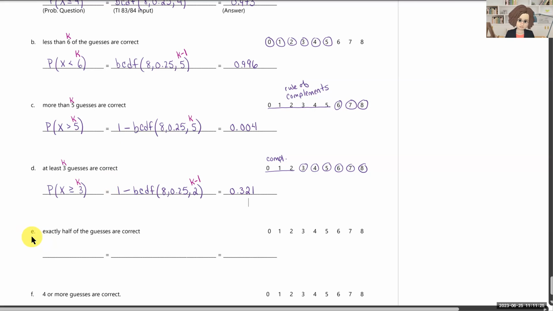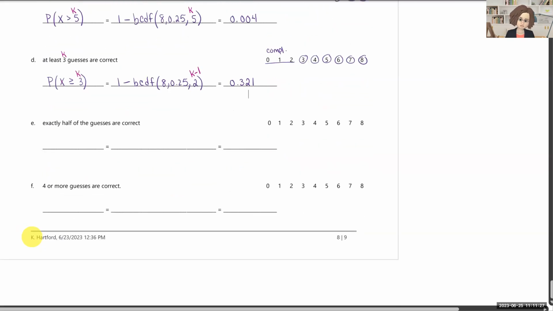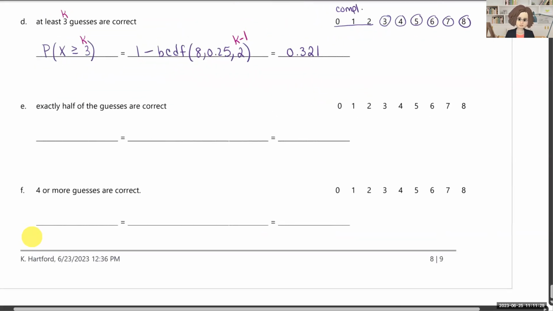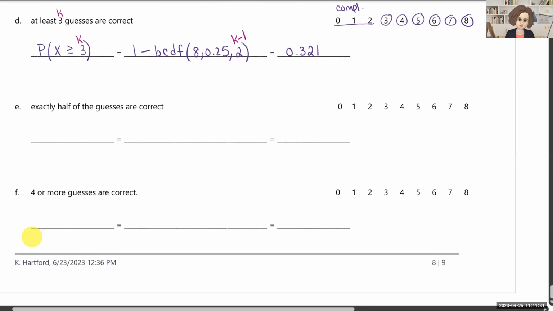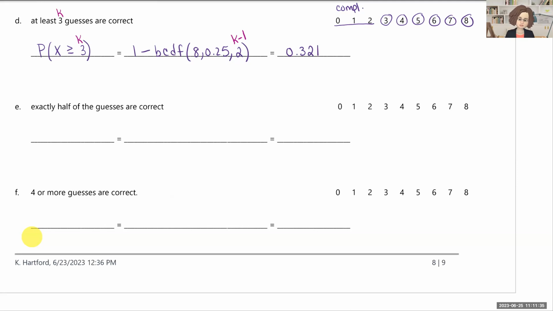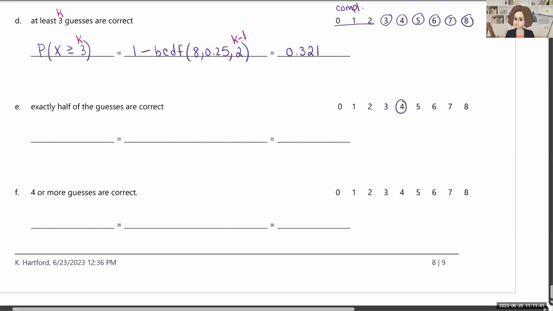And now part E, what is the probability a student gets exactly half of the guesses correct? All right, so they're going to be guessing on 8 questions. So getting half of the guesses correct would be getting 4 out of 8 correct. So the probability they get exactly 4 out of the 8 correct.